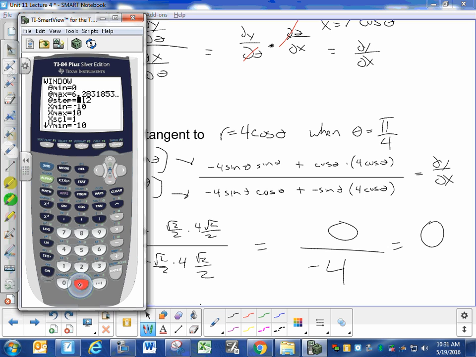I'll shrink my step a little bit so that we can slowly see it. I start at 0. There, my tangent slope appears to be 0 at pi over 4. Notice I'm going to the left at that situation, right? I'm going to the left there. So that's why this is negative 4. Now you can confirm that using your calculator.